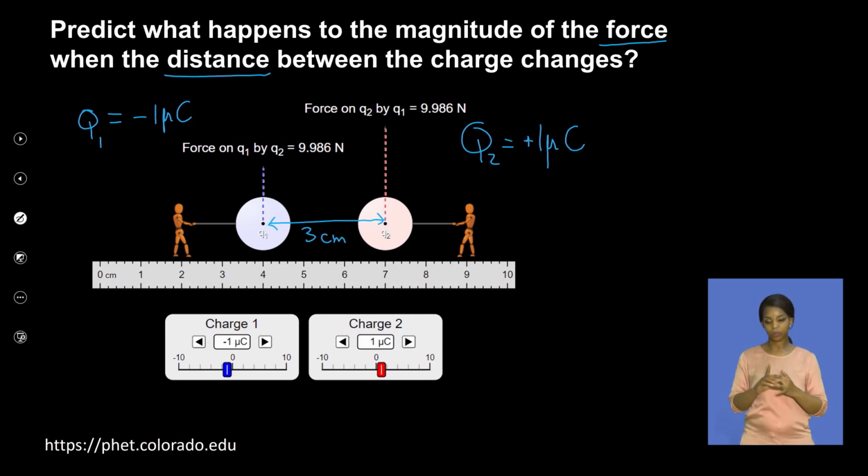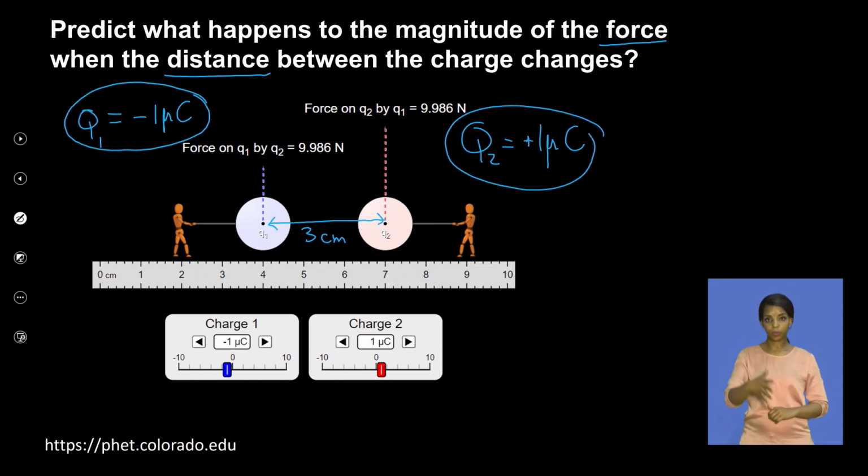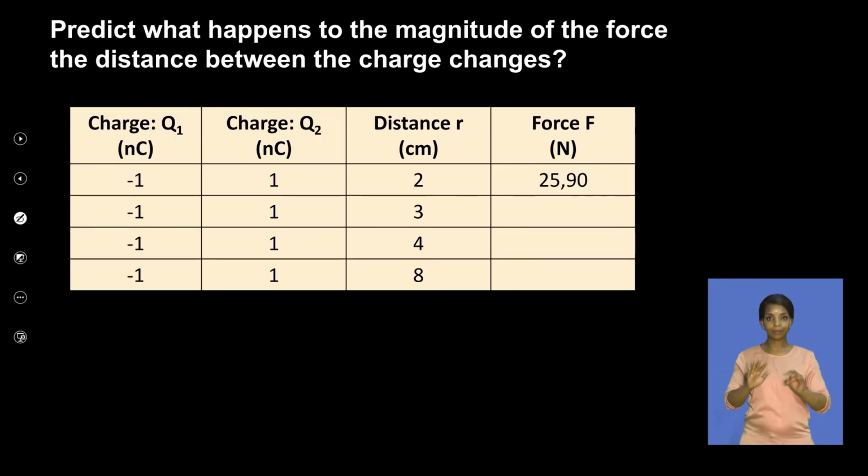So we'll change the distance while keeping these 2 the same, and we want to see how it affects the magnitude of the electrostatic force, right? Now, in the table of results, you can see that the distance is what is changing while both charges remain constant. So the product Q1, Q2 is controlled, okay?